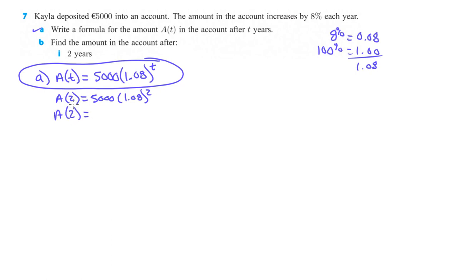And again, you don't do anything with this 2. This A of 2 just means the amount at 2 years. There's no math involved with this 2. You're not going to divide both sides by 2 to get rid of it, to get just the A by itself. That's just saying the amount at 2 years.